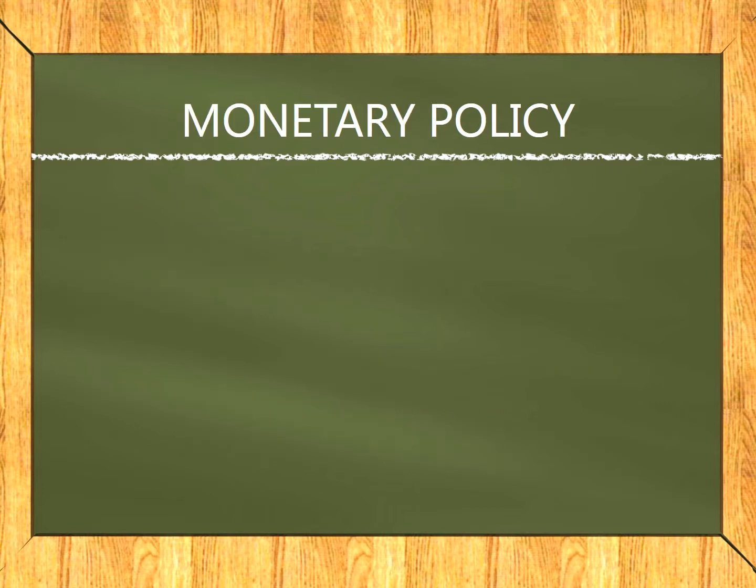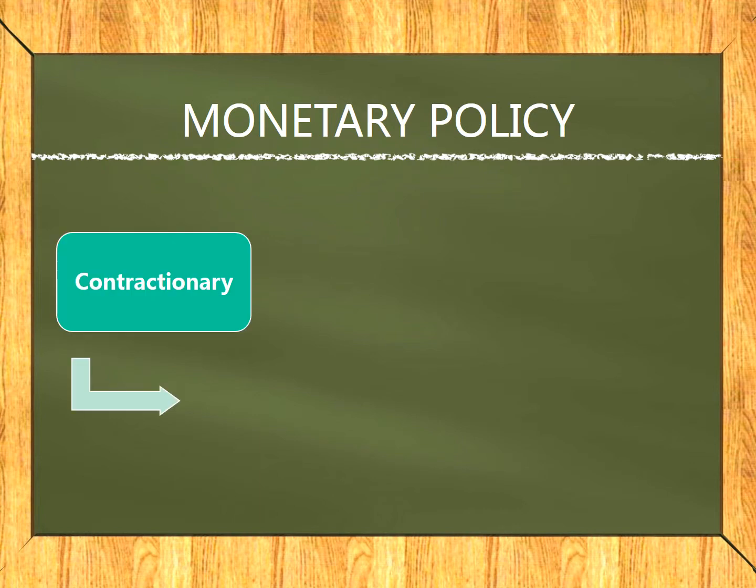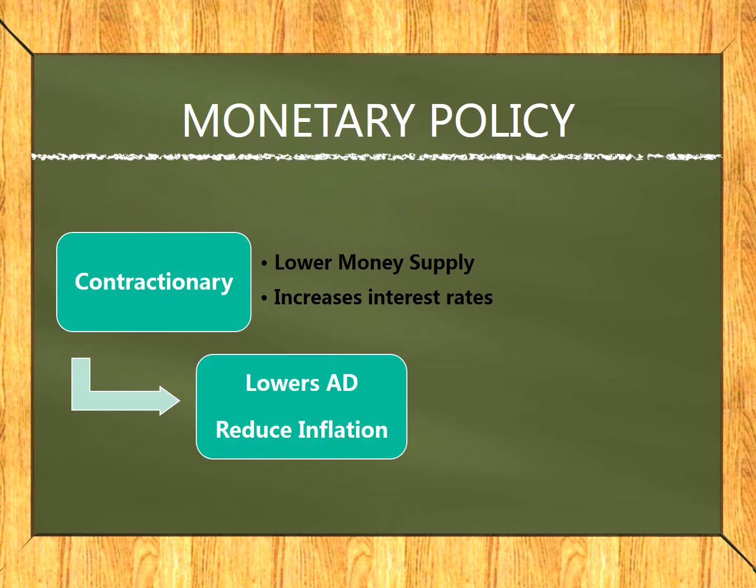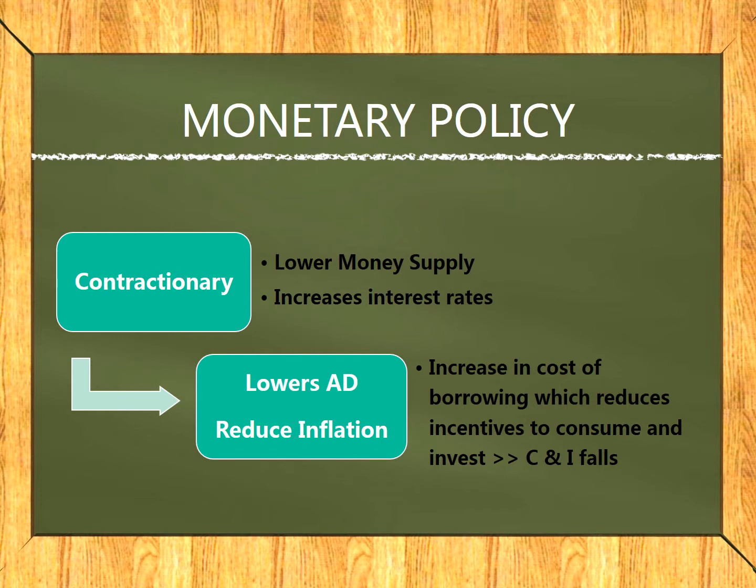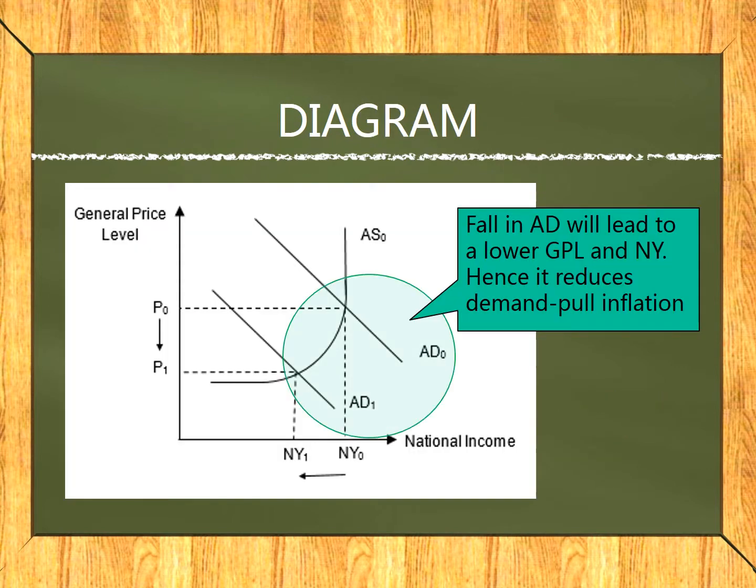With regards to monetary policy, it also has to be contractionary. This means that we have to lower money supply, which in turn increases interest rate. As interest rate increases, the cost of borrowing increases, which reduces consumers' incentive to consume and investors' incentive to invest. All this will once again lead to a fall in consumption and investment and help to lower aggregate demand, which in turn lowers demand pull inflation. This can be reflected by a diagram with a fall in aggregate demand from AD0 to AD1, which lowers the general price level from P0 to P1.